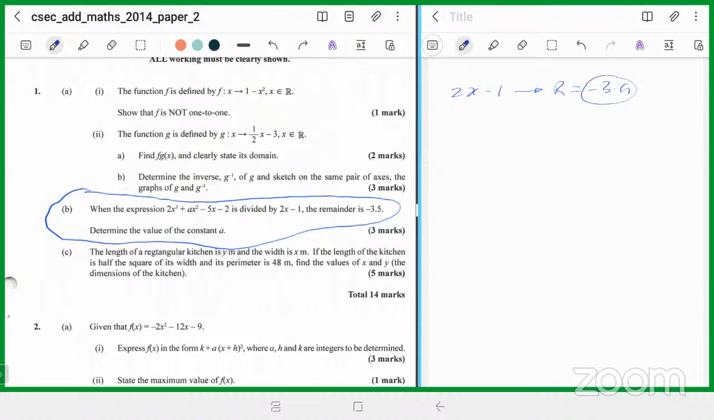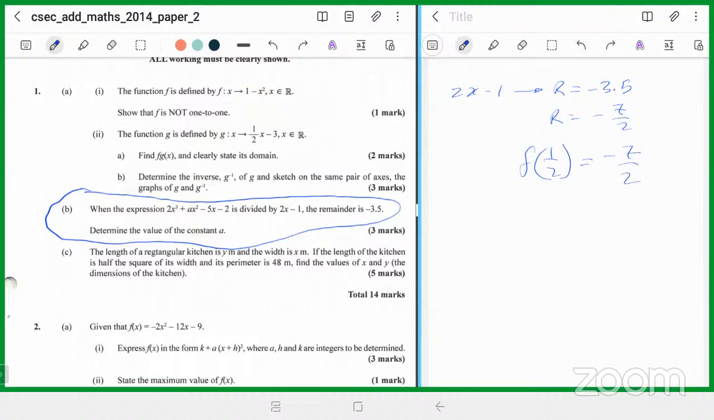I'm not going to work with decimals. I'm going to write that as negative 7 over 2. Don't work with decimals in these things, we work with fractions. So what does this mean? It means that the divisor from this is f of half. So f of half is equal to negative 7 over 2. This is the equation that we want to set up and solve.